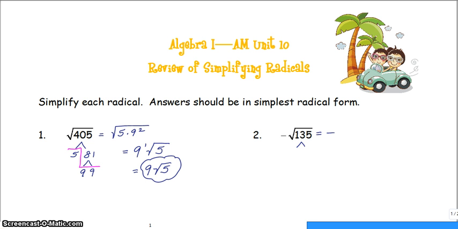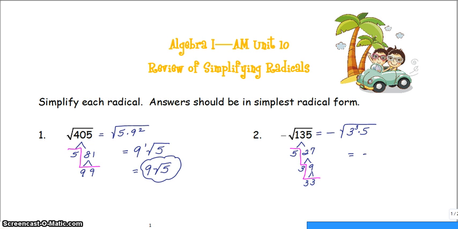So again, I'm going to do a factor tree. I know that 5 will go into 135, and 5 times 27 is equal to 135. Now 5 can't be broken down, but 27 can. It is 3 times 9. And 9 is 3 times 3. And so looking at the bottom row of my factor tree, I can rewrite 135 as 3 cubed times 5. So I would have the opposite of the square root of 3 cubed times 5.